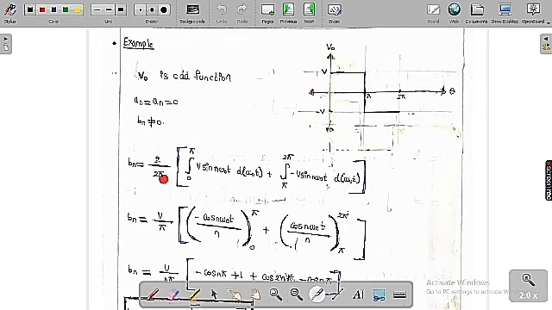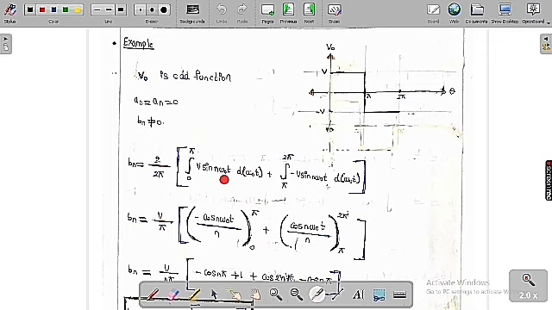So bn, the general formula of bn, is equal to 2 by 2 pi integration over 0 to T of f(theta) sin n theta d theta. I'm going to split this 2 pi into two parts, 0 to pi and pi to 2 pi. So 0 to pi, which is Vm, you are going to get V sin n omega0 t d theta, or simply sin n theta d theta, plus pi to 2 pi minus V sin n theta d theta. Therefore, if you do the integration, V is common, I'm going to take it outside, and the 2 cancels, so we are going to get V by pi.